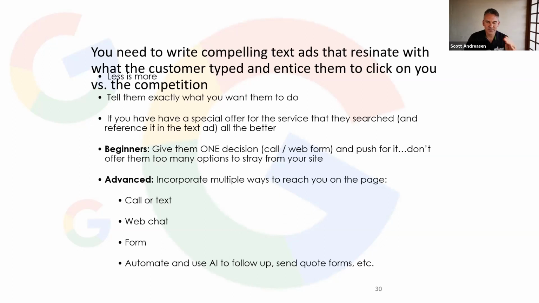And for those who are going to be watching this, maybe on Facebook or whatever, an advanced way of doing this is to give them multiple ways to reach out and then automate follow-ups. So for instance, they can call or text you, they can fill out a web form, they can do a web chat. And then once they do that, you either have someone answering the phone or you can automate responses to them using artificial intelligence, send them follow-up quote forms and so on.